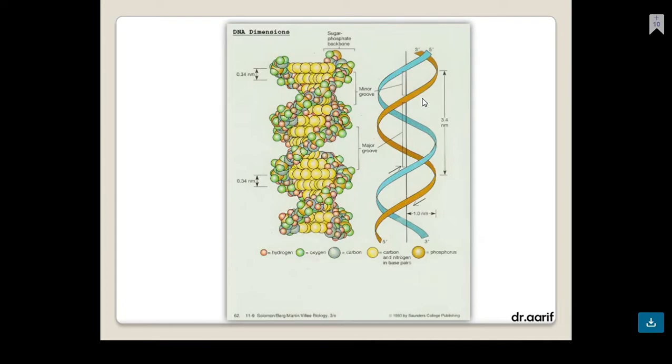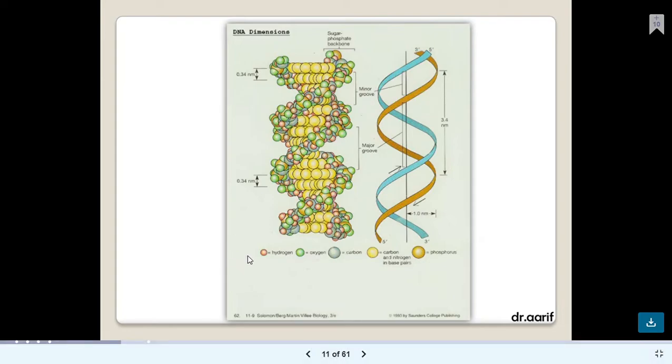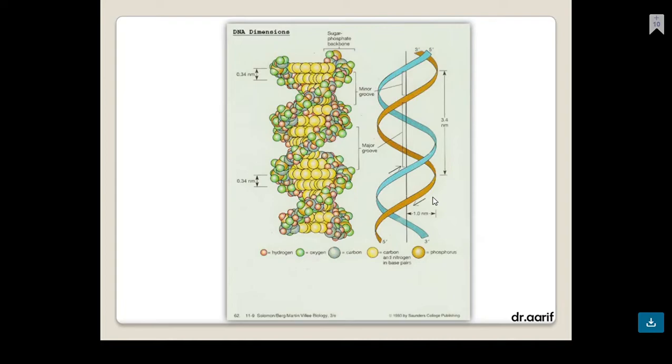The other strand will start synthesizing to form an RNA, will undergo synthesis for making the complementary DNA strand, or also for formation of RNA or protein synthesis. So you can see here you have the hydrogen, oxygen, carbon, and you can see how the structure of DNA is. So it's a double helical structure. This is the Watson and Crick model.